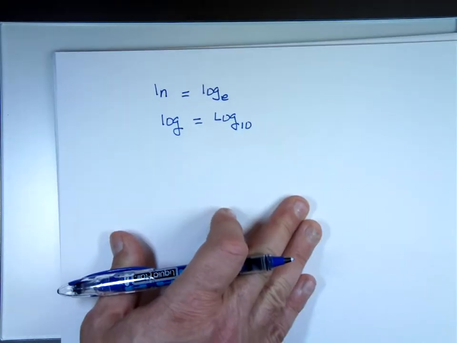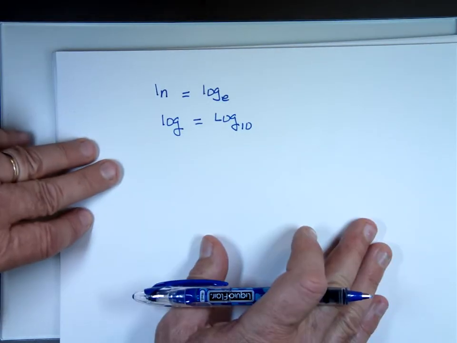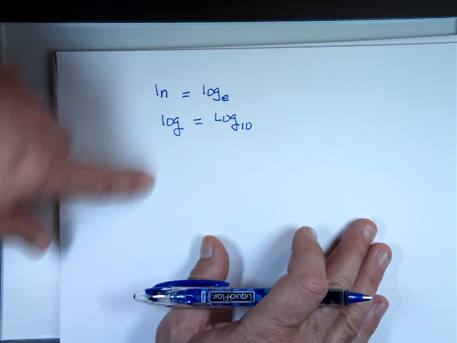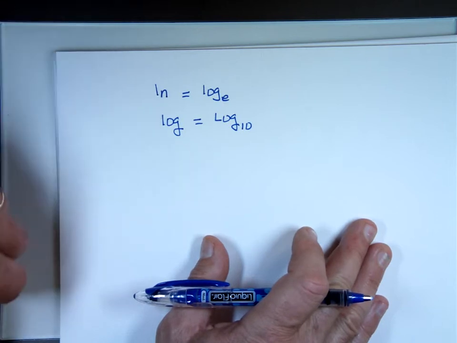Is that a rule? Yes, that's always the case. If there's no base, it's base 10. Natural log is always log base E.